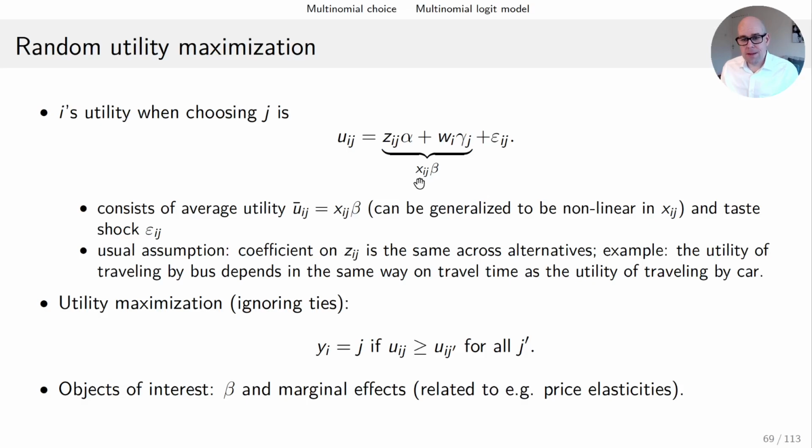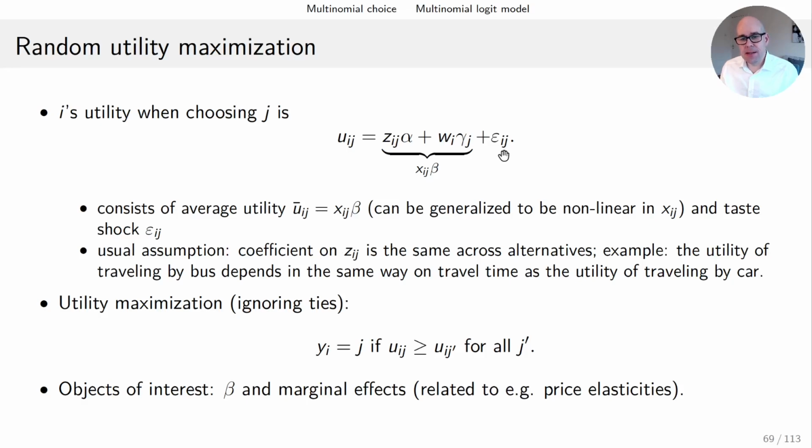Okay, so this x_ij beta is just another way of writing the sum of these two elements here. And x_ij beta is sometimes also referred to as the average utility. And one can generalize this to be nonlinear in x_ij, or in these variables, but normally this is actually not done in practice. Then there's this taste shock epsilon_ij.